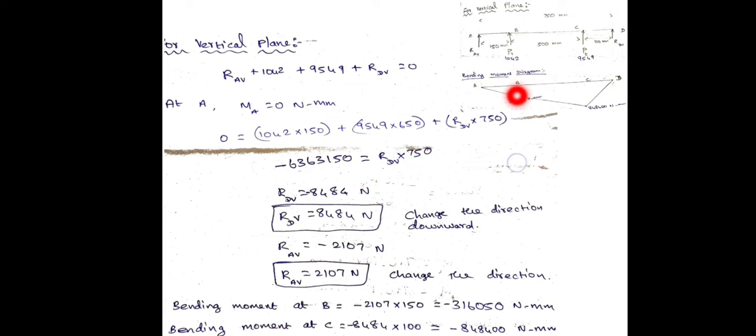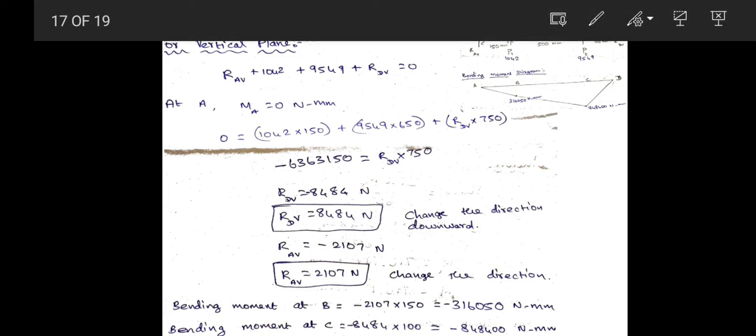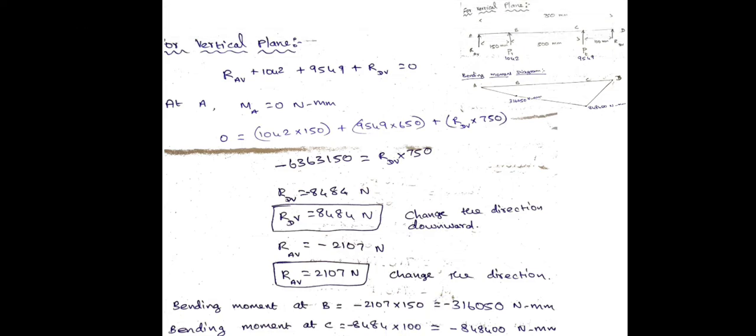Bending moment at B equals, and this force is acting downward. Downward means, regarding point B, it is in the anti-clockwise direction. From the left side, anti-clockwise means I have to put minus in front. So minus 2107 into 150. The answer is minus 316050.